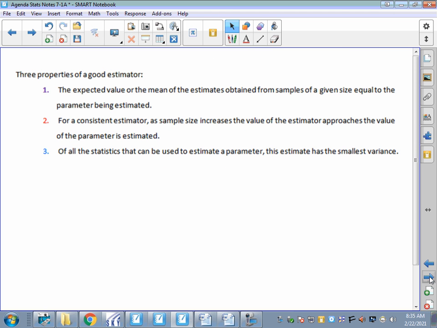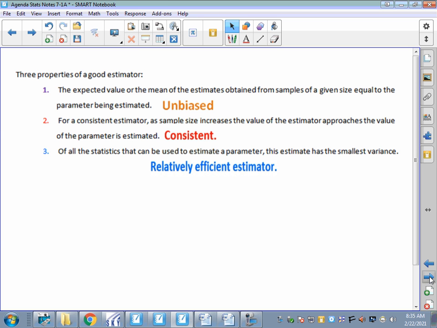So 3 properties of a good estimator. I left all the words up here for you. The first thing, the expected value or the mean of the estimates obtained from the samples equal the parameter. So basically it's unbiased. It's a good sample, representative. For a consistent estimator, as the sample size increases, the value of the estimator approaches the parameter. So X bar starts to approach mu. So it's consistent. Remember that central limit theorem. More and more and more samples, we get closer, our mu and our X bar. And number 3, of all the statistics that can be used to estimate a parameter, this estimate has the smallest variance. So it's pretty efficient.